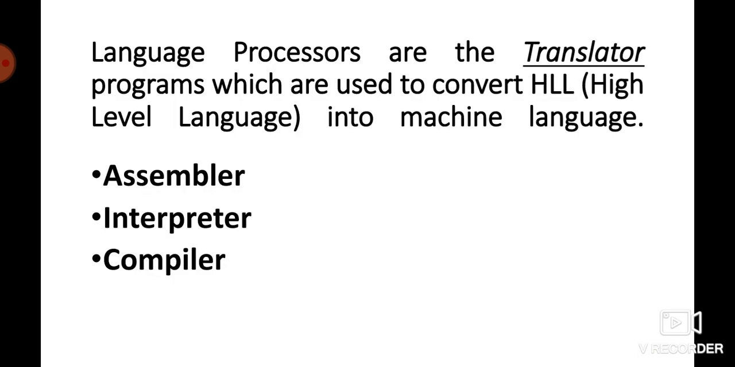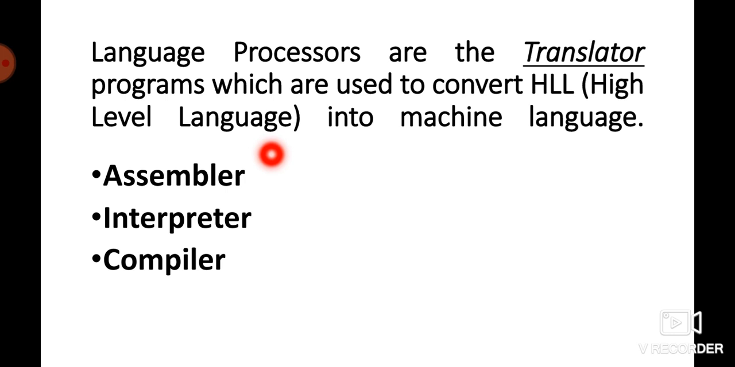Okay, so language processors are translator programs which are used to convert high level language into machine language. Okay, here the high level language. What is the meaning of this high level language? See, if you all remember the types of programming languages, the languages are categorized into 4 generations: first generation, second generation, third and fourth generation.